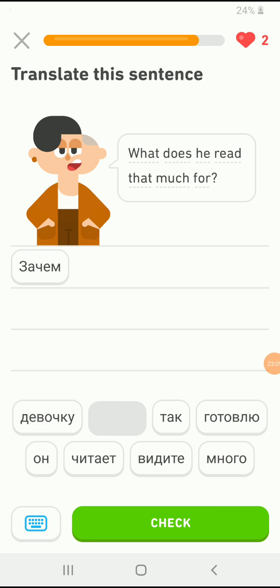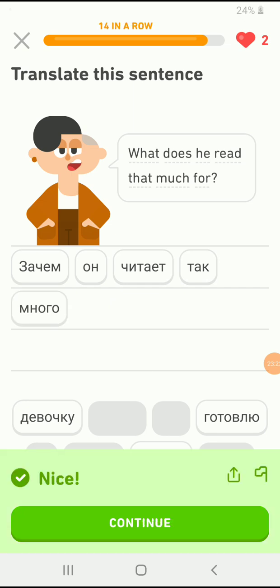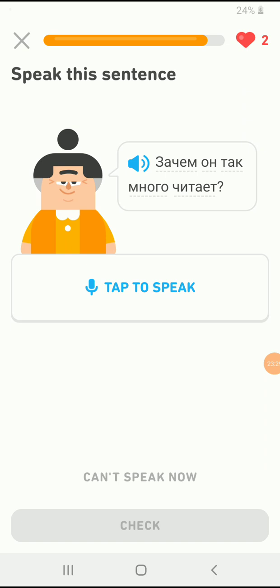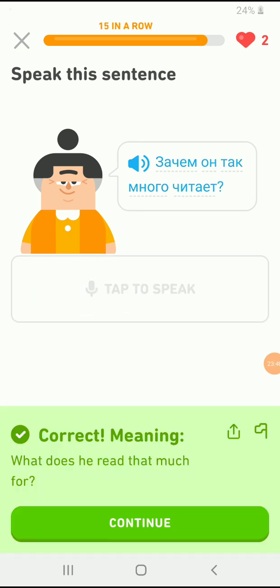And зачем он читает? Так много. Много. I don't know why they say много. Зачем он так много читает? Yes. What does he read that much for?